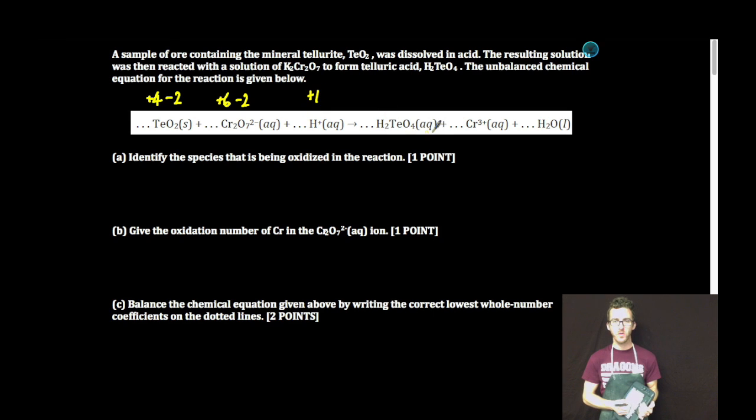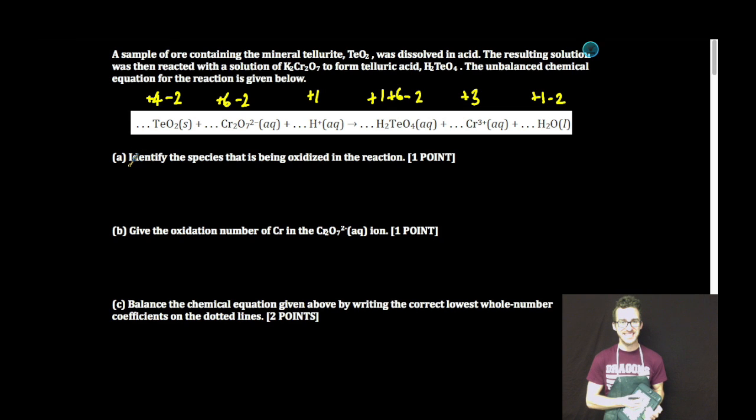Alright, let's jump over to telluric acid. Hydrogen is going to have an oxidation number of +1, oxygen -2, giving tellurium an oxidation state of +6 in telluric acid. Chromium ion, easy enough, +3. Water, hydrogen's got +1, oxygen's got -2.